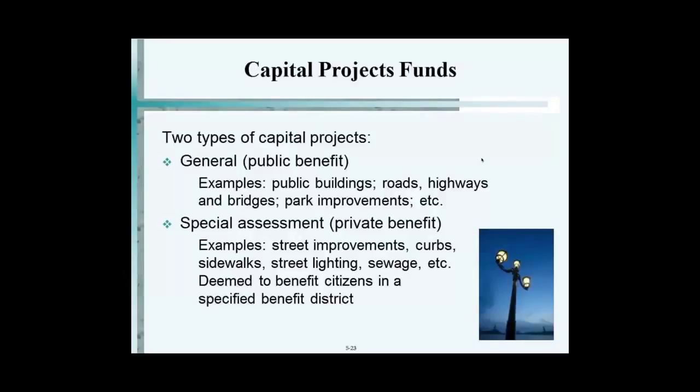Very simple cycle of transactions, but two types of capital projects: general, those which benefit everyone, and these benefit only a few. What's the difference? This is paid by all the taxpayers, and this is paid by what? Those who benefit from that improvement. That's why it's called what? Special assessment.